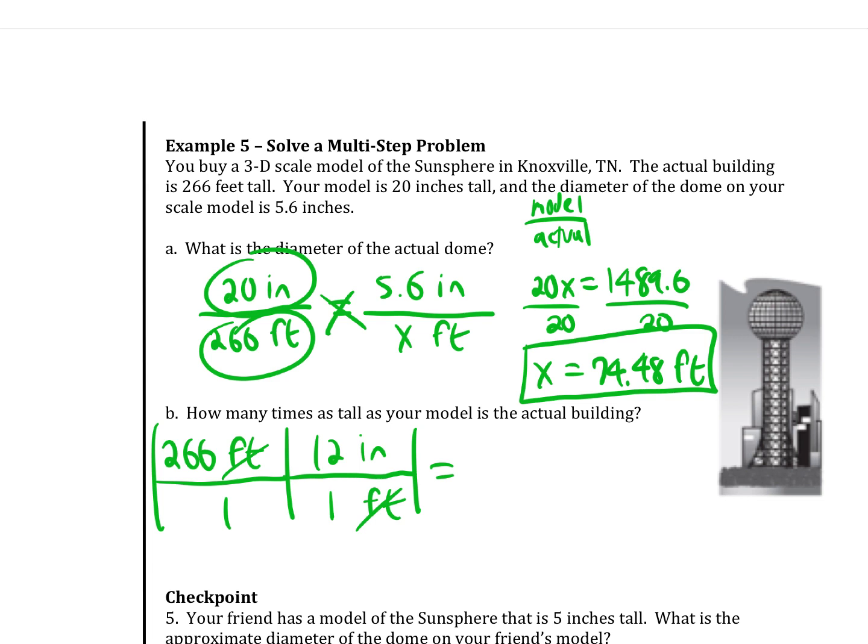So 266 times 12, we multiply across the top. Oh wait, something's weird here. Okay, I goofed up. No, we're good. Actually, this is fine. So this is going to equal 3,192. Okay. And this is going to be inches. That's how tall the actual building is.